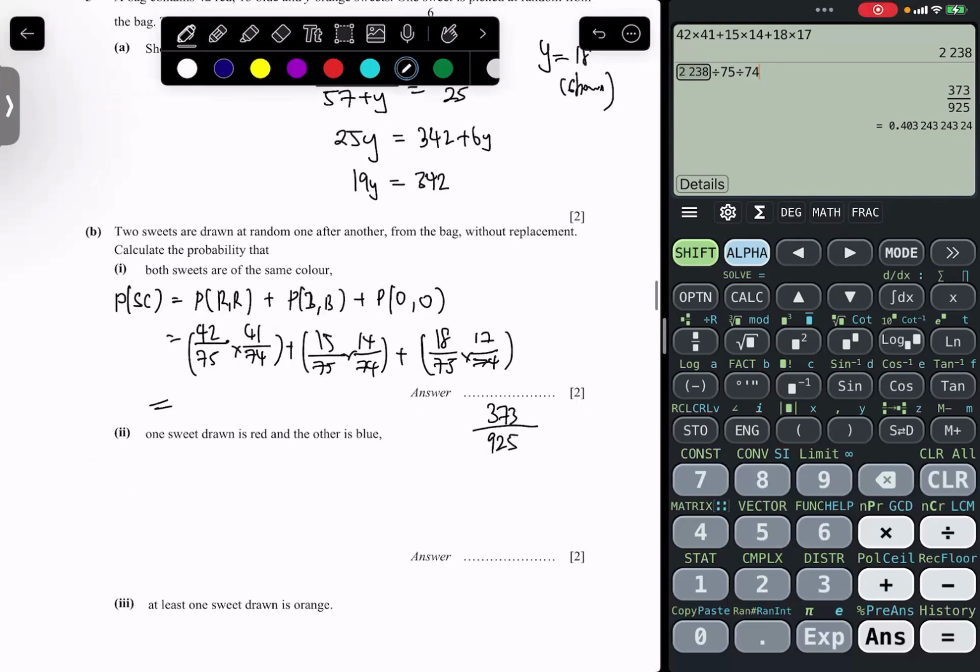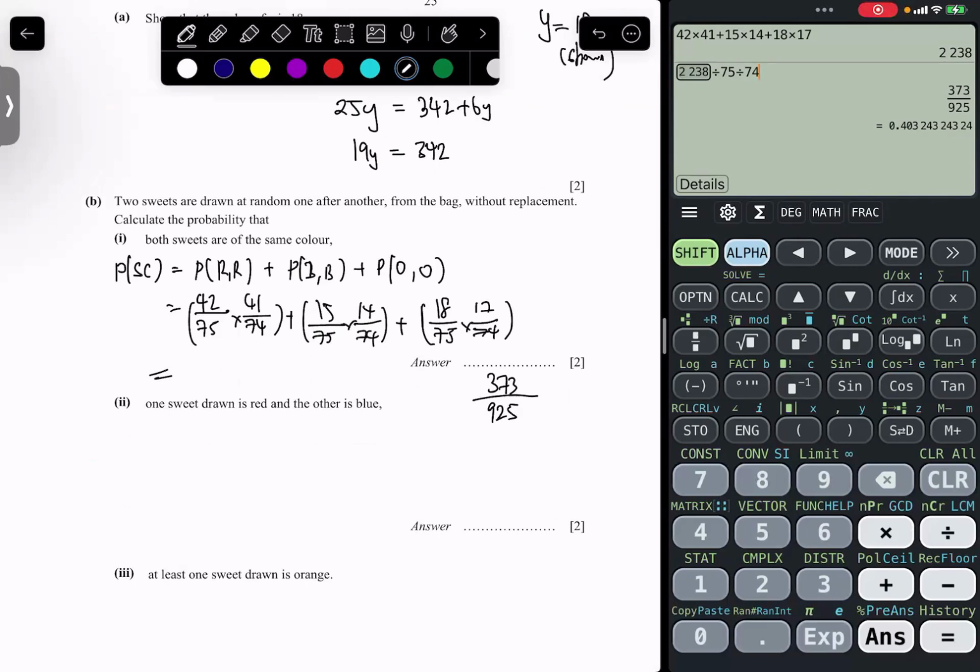Next, one sweet drawn is red and the other is blue. So P(red, blue) plus P(blue, red). Okay, so equals to P red is 42 out of 75 times 14 out of 74 times 2.